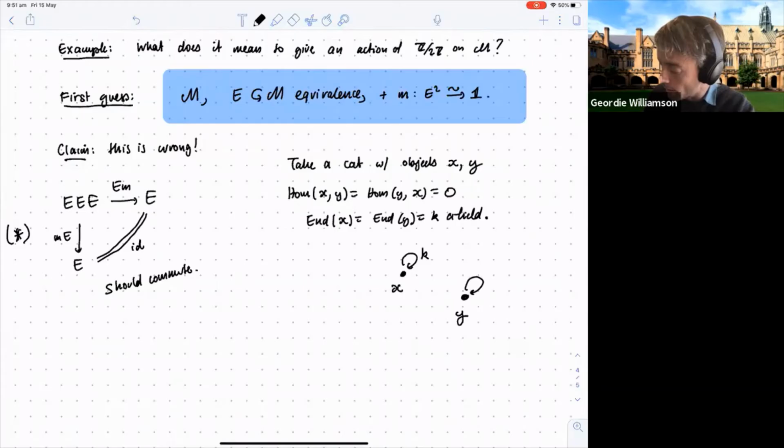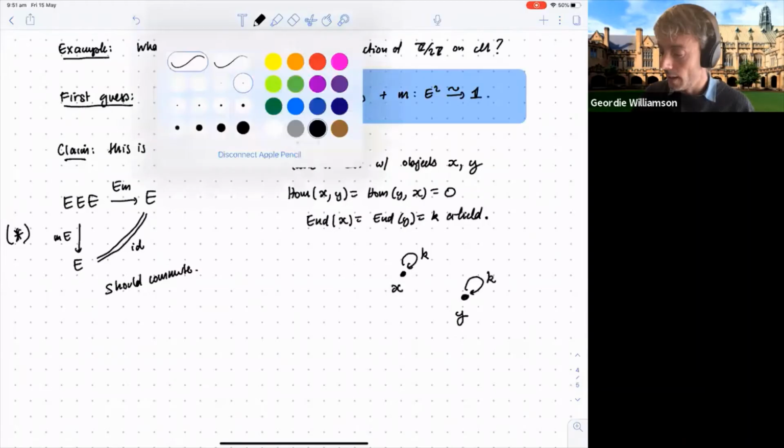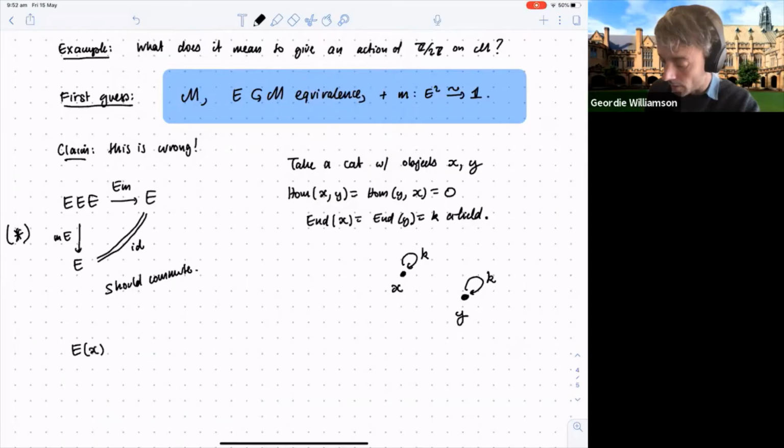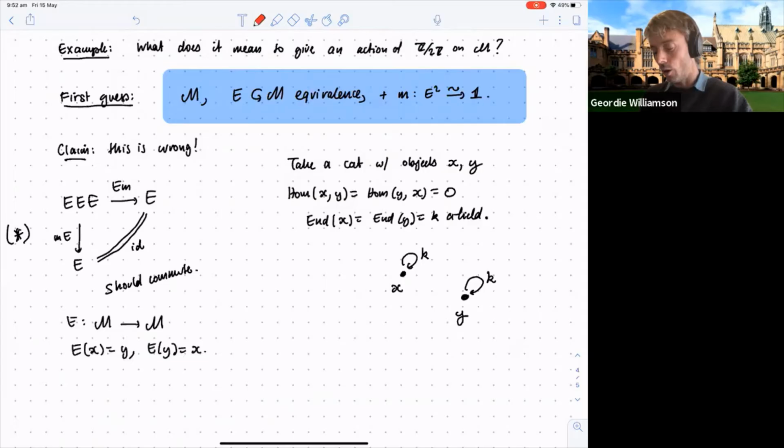Okay, so here's a picture of our category. We have X and Y, and then we have endomorphisms K, endomorphisms K. And E is going to be the obvious thing, which is to swap X and Y. So E of X equals Y, E of Y equals X. So this is my auto equivalence from M to itself.